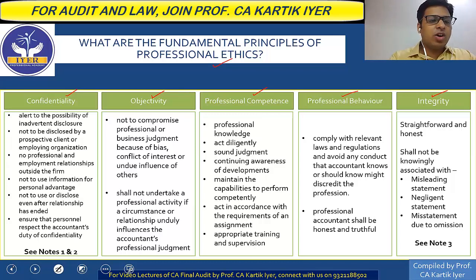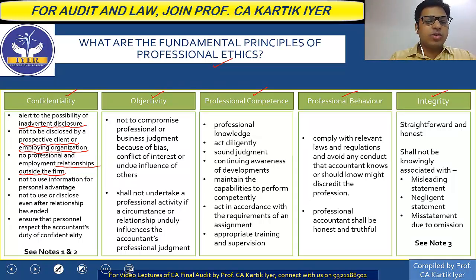Alert to the possibility of inadvertent disclosure. So the CA should ensure that disclosure is not done inadvertently, that is, even by mistake the disclosure does not happen. Next is not to be disclosed by the prospective client or employing organization. The CA should ensure that the prospective client or the organization that has employed him doesn't reveal any information pertaining to the client. Next is no professional and employment relationship outside the firm. So there should be no professional employment relationship outside the firm that is revealing any information that the CA knows. So the CA should refrain from sharing information with such organizations.